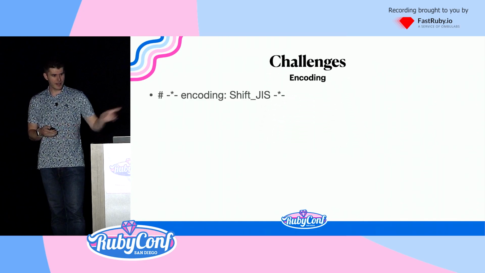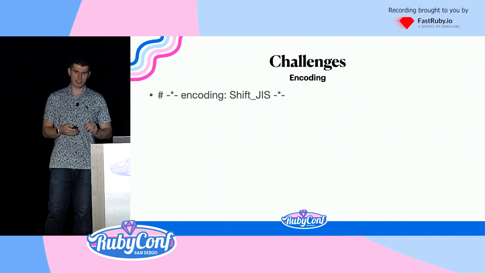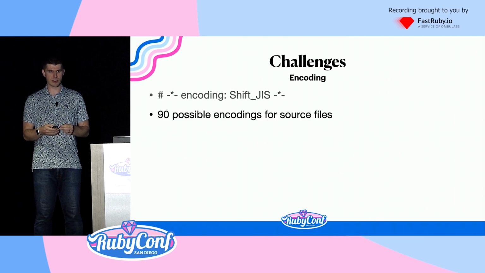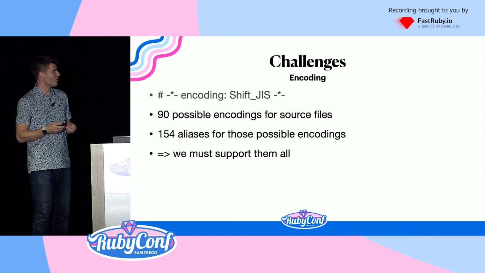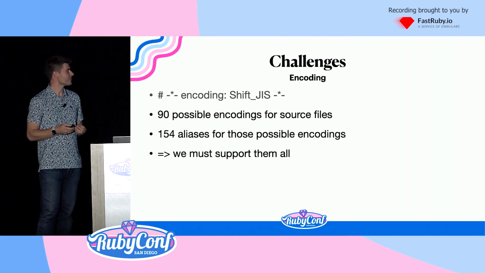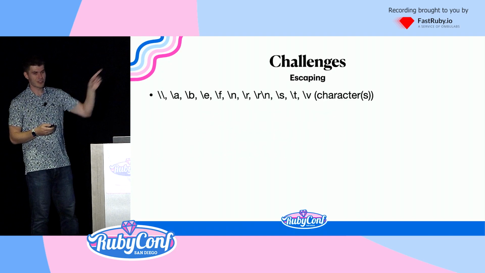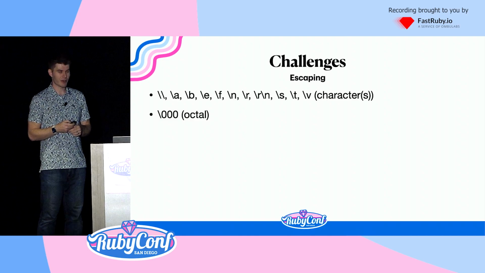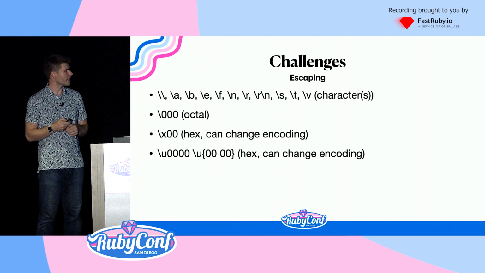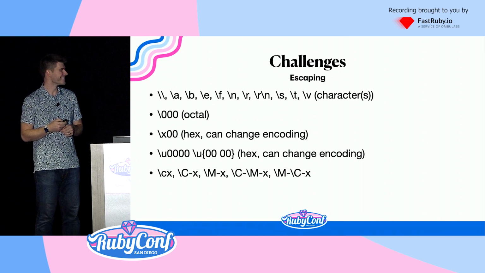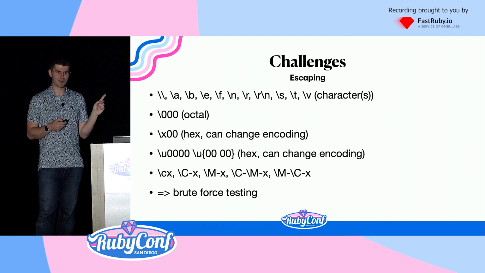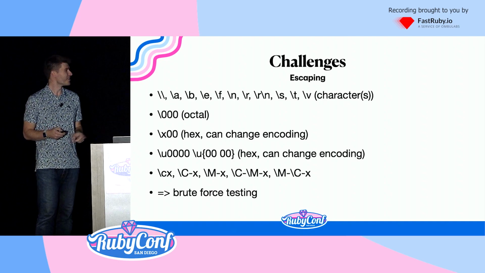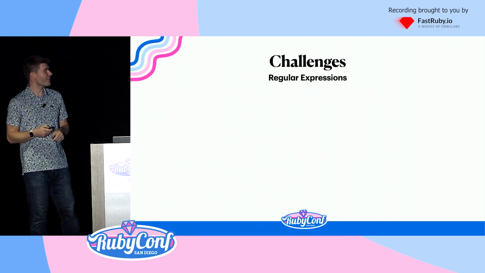Encoding. This is a magic encoding comment that lives at the top of your file. There are 90 possible source encodings for CRuby, 154 aliases. We support about 30. We'll get there. We have to support them all if we're going to be compatible. Escaping. Those are your basic escape characters inside of strings, but also those, and those, and those, and also these. The way we solved this is by brute force testing every single possible combination, every single possible context. We did get this right. I'm happy about that.